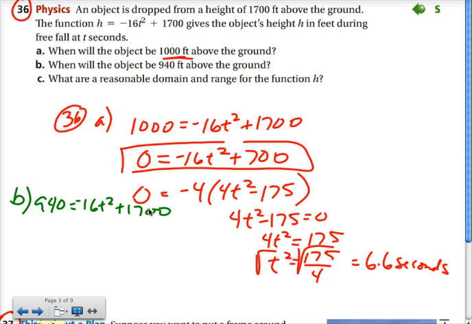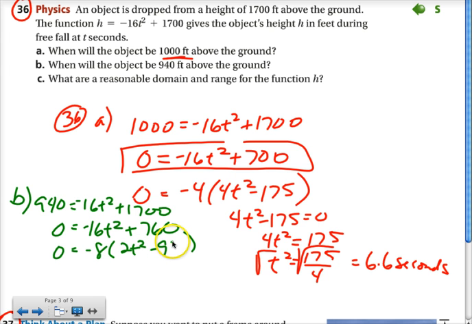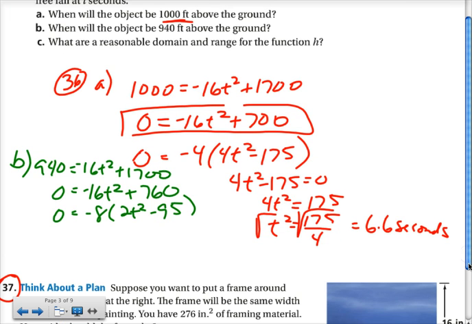Again, you'd have to move that 940 over. So 0 equals -16t squared plus 760. And this time you can take a -8 out of both of those, and that will give you 2t squared minus 95. And again, you don't need the calculator for this one because we want to know when is that 0. So 2t squared minus 95 equals 0.